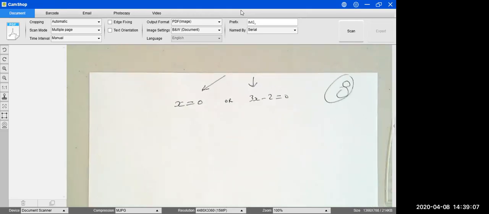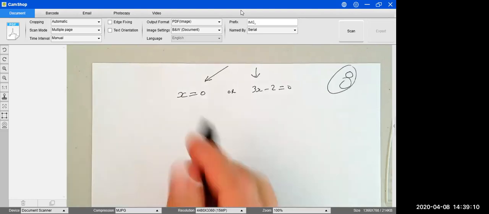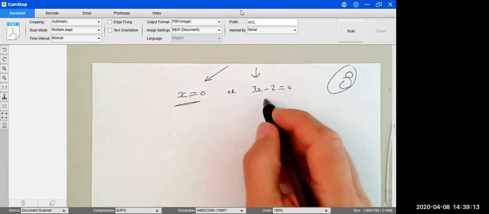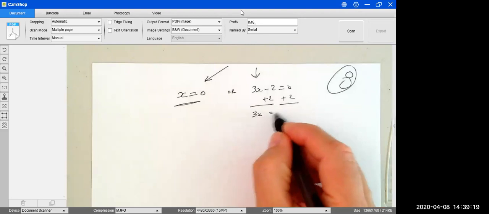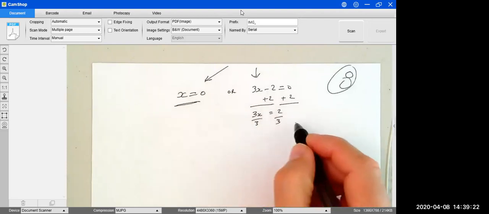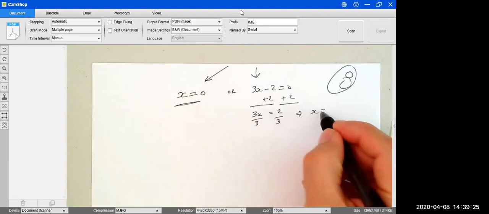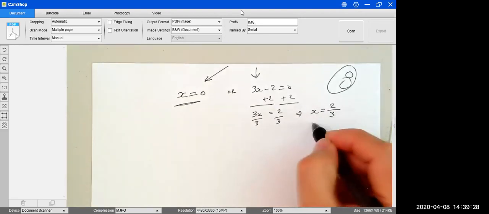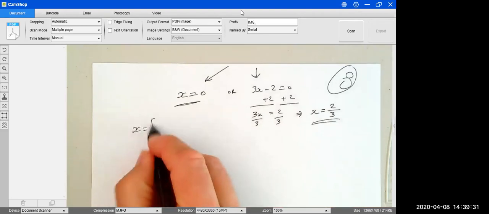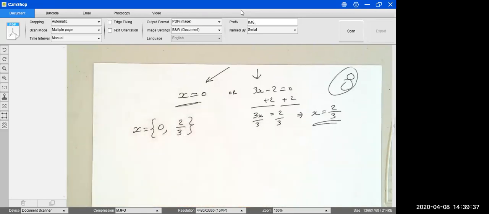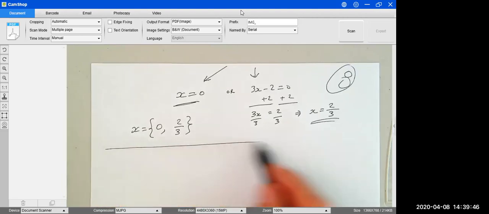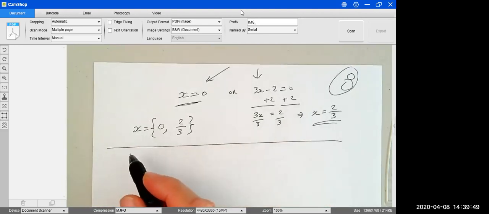So let's solve the final linear equations. In the first case, that's already the solution. In the second case, you need to solve for x. So you get 3x equals 2, you divide by 3. So from here you get x equals 2 over 3. So the two solutions can be written as 0 in one case or 2 over 3. So that's example 3. Now, example 4.